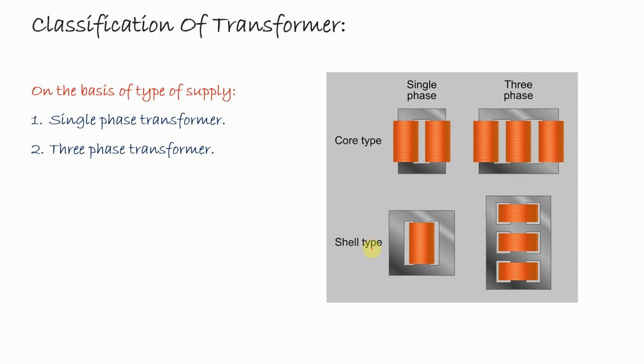Whereas in the case of the shell type transformer, there are three limbs, but the primary as well as the secondary windings are placed on the central limb. And this is the construction of the shell type three phase transformer, where the windings are placed on the central limb, but it will be divided into three parts.